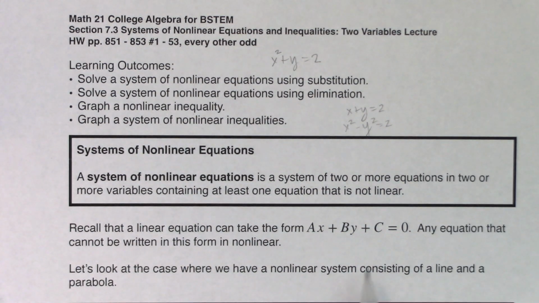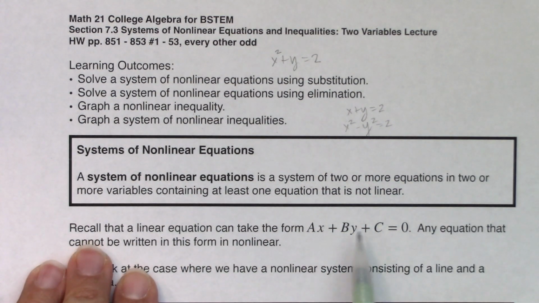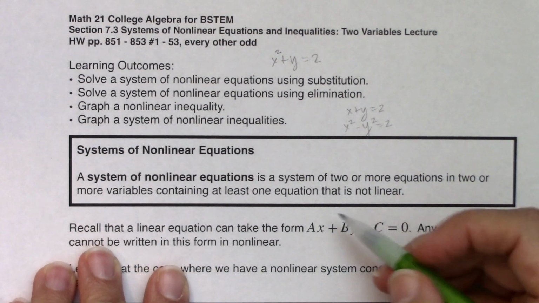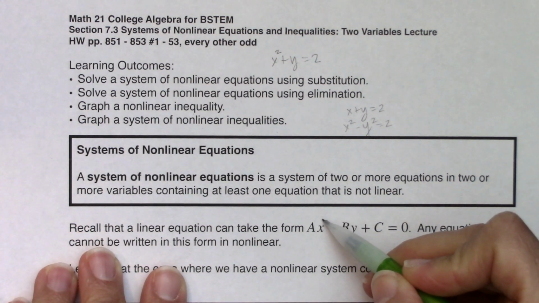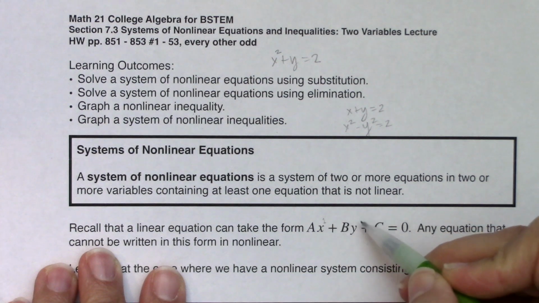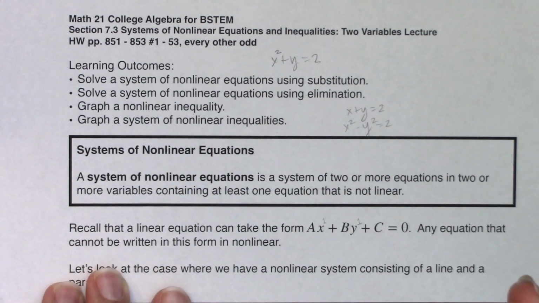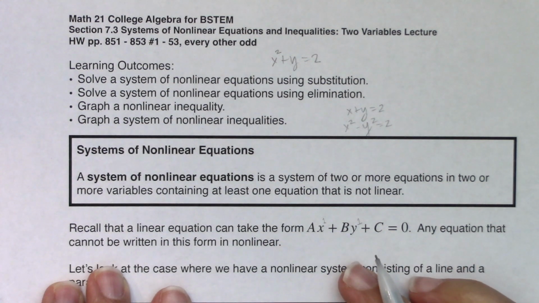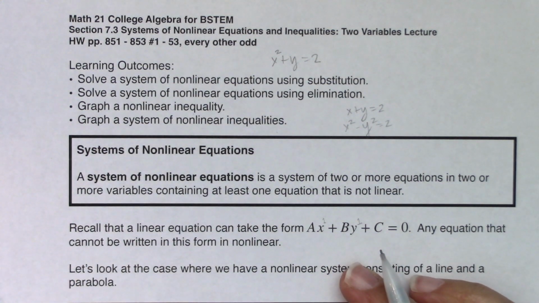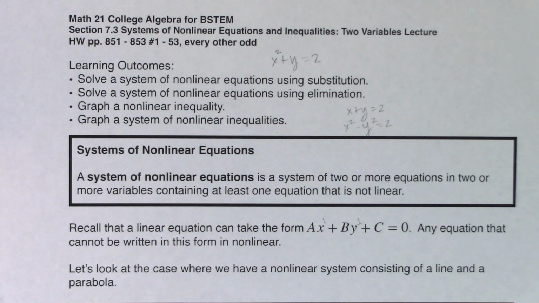A linear equation takes the form ax plus by plus c equals 0. In any linear equation, x is raised to the first power and y is raised to the first power. That's how you can spot a linear equation. Any equation that can't be written in this form is considered nonlinear. So let's take a look at a couple of cases.